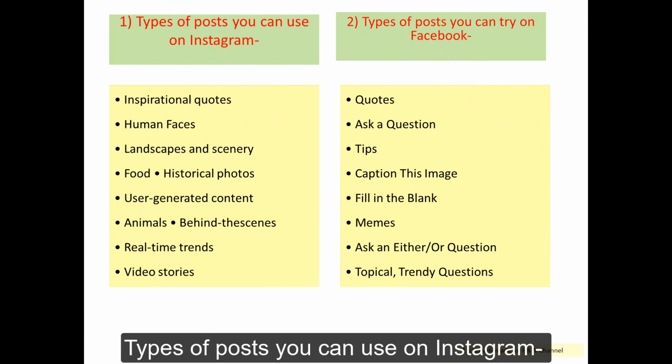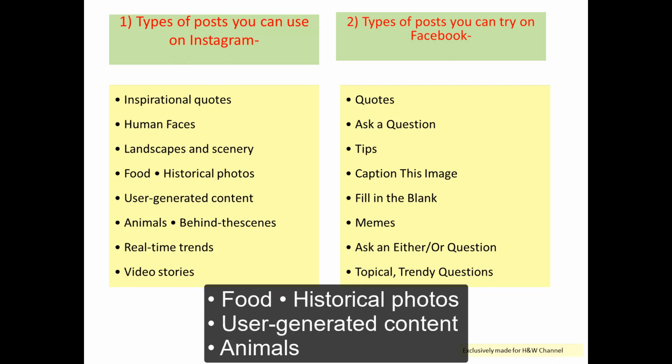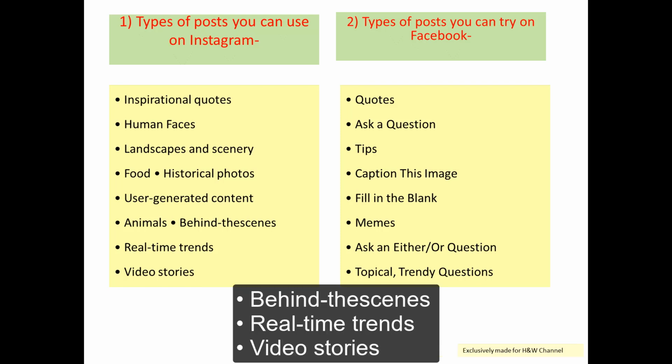Types of posts you can use on Instagram. Inspirational quotes, human faces, landscapes and scenery, food, historical photos, user-generated content, animals, behind the scenes, real-time trends, video stories.